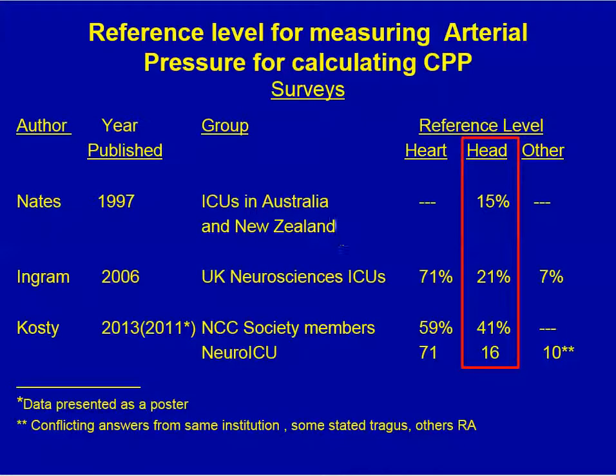Other surveys have found similar results. A survey of ICUs in Australia and New Zealand found that only about 15% referenced the pressure to the head, and a survey in the United Kingdom found that only about 20% referenced the cerebral perfusion pressure to the head level. So we have a ways to go.